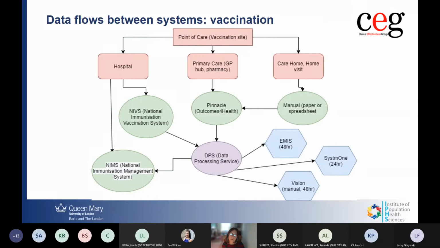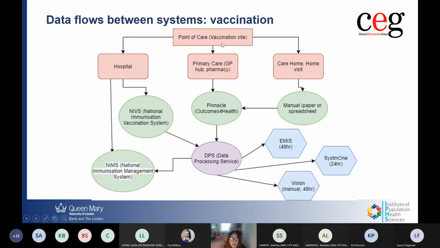What we also thought would be useful in this presentation is to do a little bit about understanding how the data flows between the systems, because this can help us understand how long vaccination data takes before it comes into the system and how this affects our reporting and dashboards.